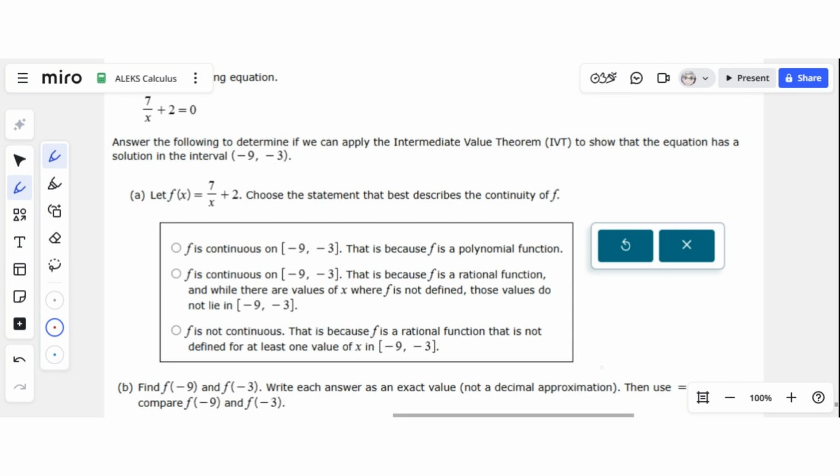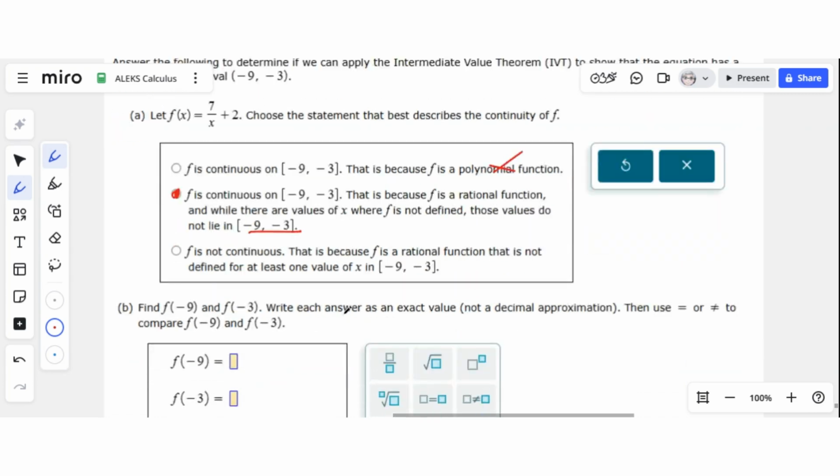And that's actually our first question. Choose the statement that best describes the continuity. F is continuous on -9 to -3 because it is a polynomial function. Well, that's not true. It's not a polynomial function. F is continuous on the interval -9 to -3. That is because f is a rational function, and while there are values of x where the function is not defined, those values do not lie in -9 to -3. That's correct. And the other choice is it's not continuous, but this one is.